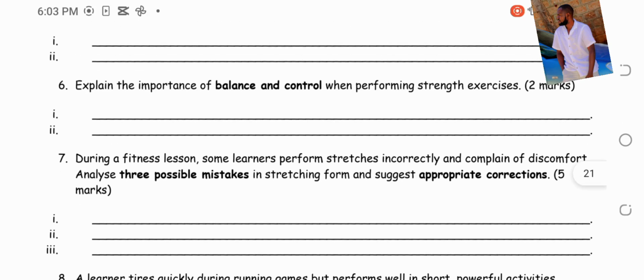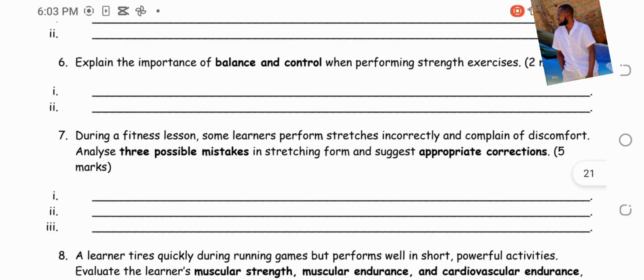Number 7, during a fitness lesson, some learners perform stretches incorrectly and complain of discomfort. Analyze 3 possible mistakes in stretching form and suggest appropriate corrections. That one is 5 marks. So number 1, a stretching mistake can be bouncing, and the correction: you need to stretch slowly.